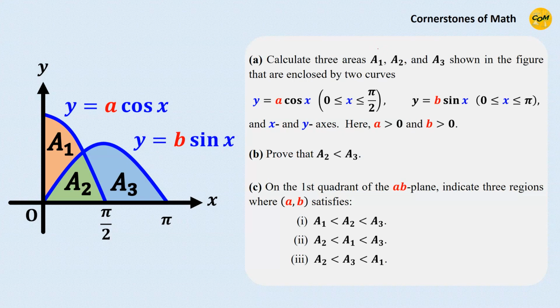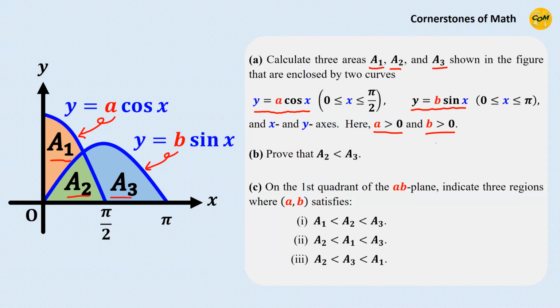Problem A says calculate three areas A1, A2 and A3. These three areas are enclosed by two curves: y equals a cosine x, where x is from 0 to pi over 2, and y equals b sine x, where x is from 0 to pi, which is the curve shown in the figure, and the x and y-axis. Here, a and b are some positive constants.